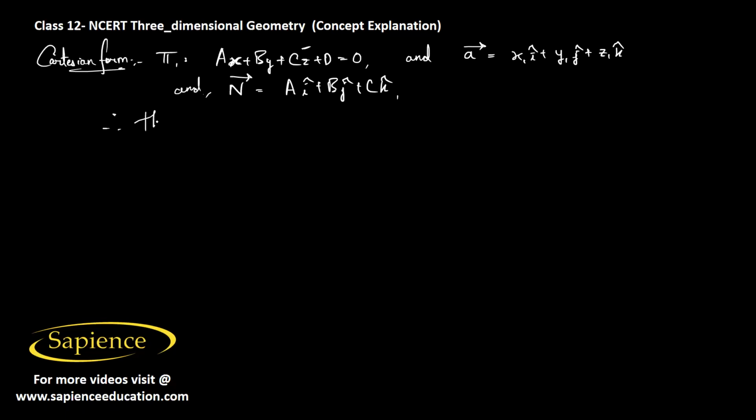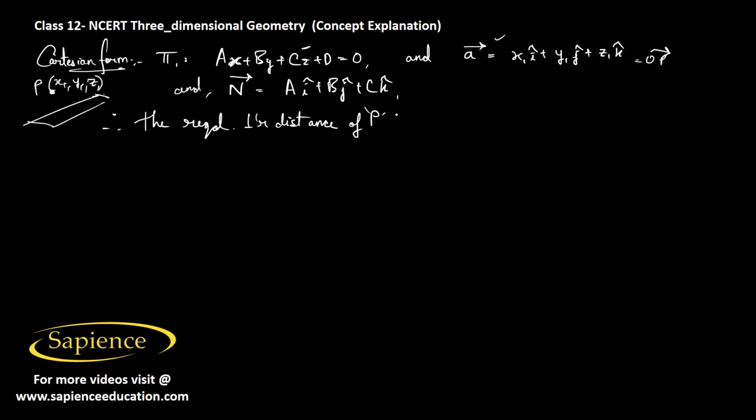So here we need to find the perpendicular distance of this plane from the point P whose coordinates are x1, y1, z1. The position vector of point P is this A vector, which is the OP vector. So the required perpendicular distance of the point P from the given plane pi 1 is given as magnitude of A vector dot N vector minus D, divided by magnitude of N vector.